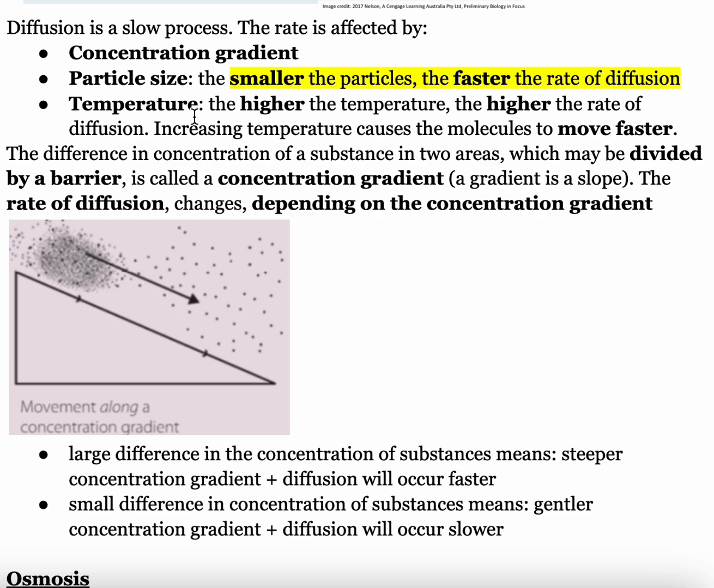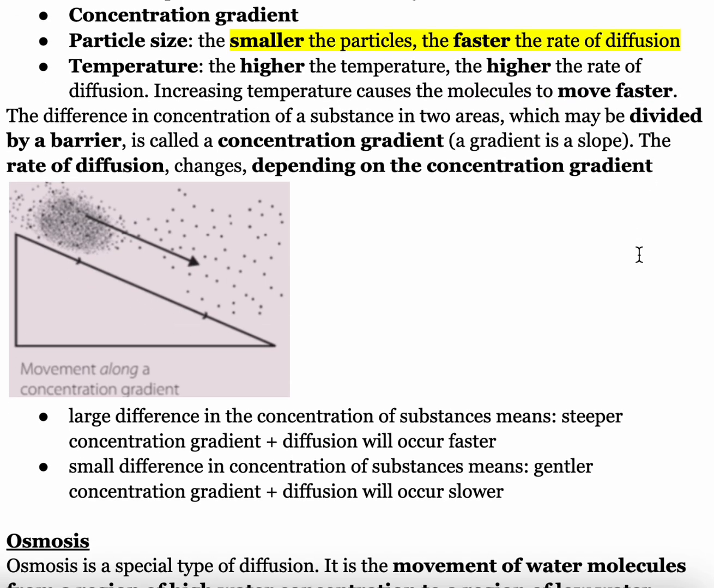The third point is temperature. So the higher the temperature, the higher the rate of diffusion. This is because when you increase the temperature, you're basically increasing the energy, which means you're also increasing the kinetic energy, which means there's a higher rate of diffusion. This is because it causes the molecules to move faster.